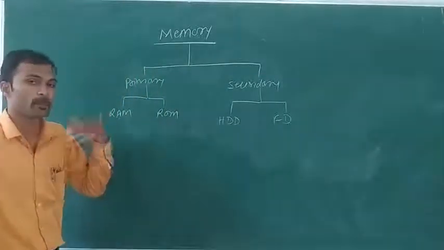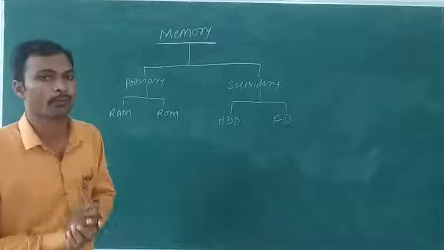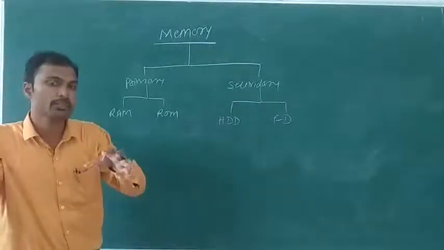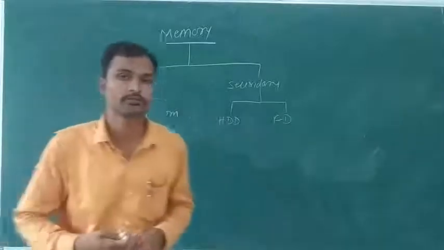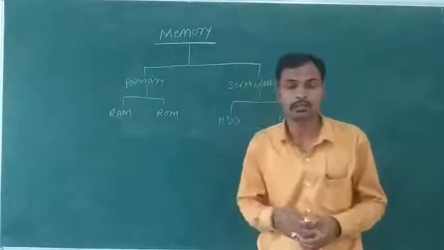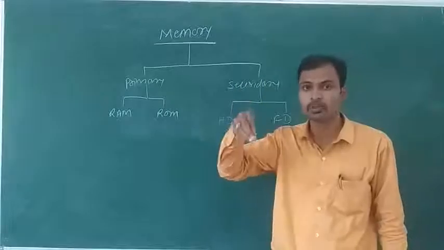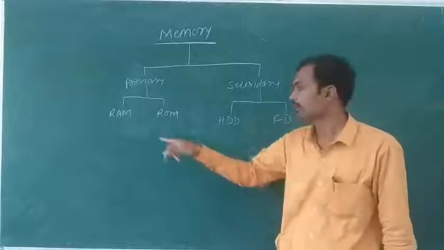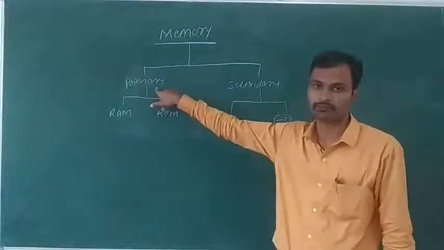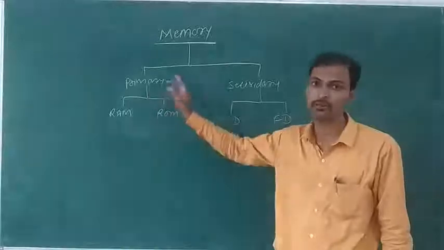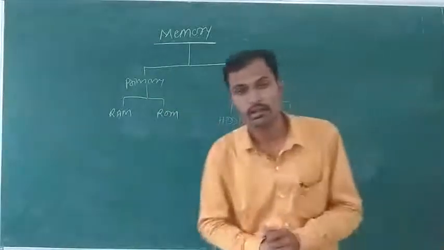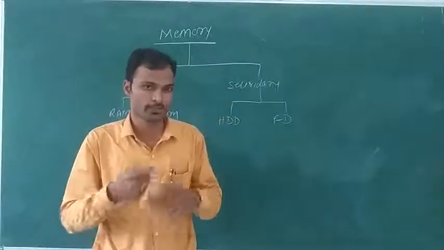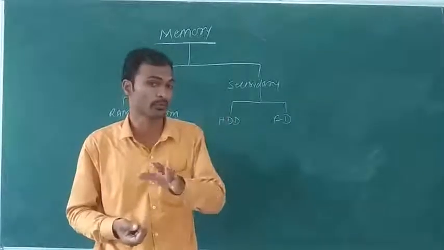Whenever you are going to type anything in your computer, you are providing data to the computer. When you provide data to the computer, that data should be held for temporary purposes. At that time we are using the primary memory. After completion of typing, you will save that file to the computer system.